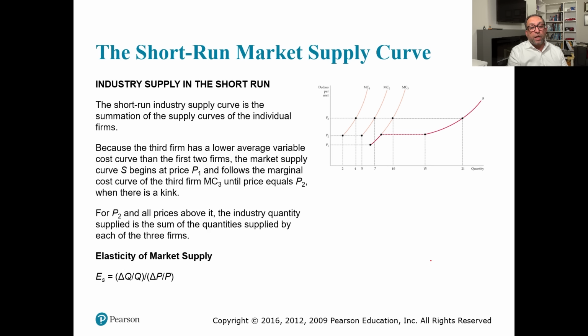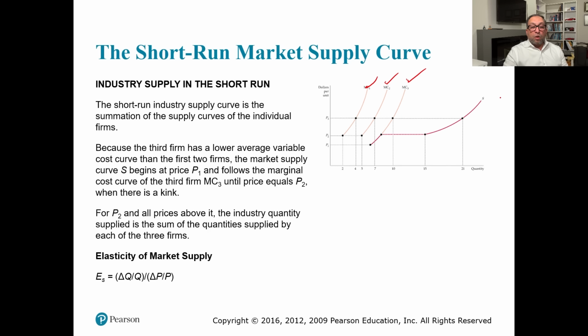The industry supply is the summation of the supply curves of each individual firm in the market. So we see here this is MC1 for firm 1, then firm 2, firm 3, and when we add them all up, we get this red line, which is the market supply curve.